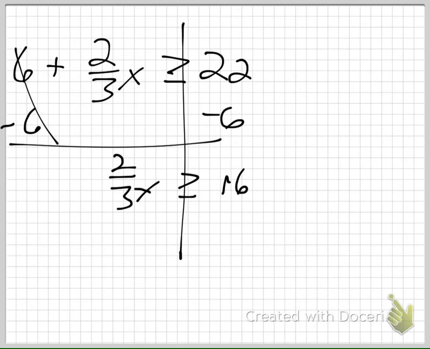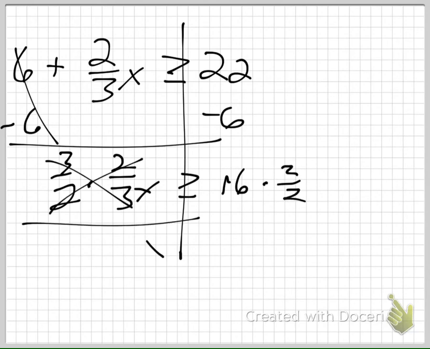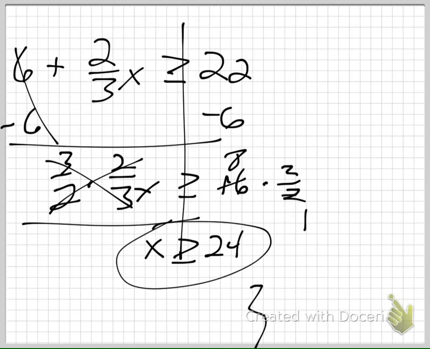X is being multiplied by 2/3. What's the opposite of that? Divide by 2/3. Do I actually divide by a fraction? Never. So what's the best thing to do here? Multiply by its reciprocal, 3/2. Multiply by 3/2. They're gone. X is greater than or equal to; this becomes an 8, this becomes a 1. It actually is 16 times 3/2, so not 16, 24, right? So the solution set is x greater than or equal to 24.